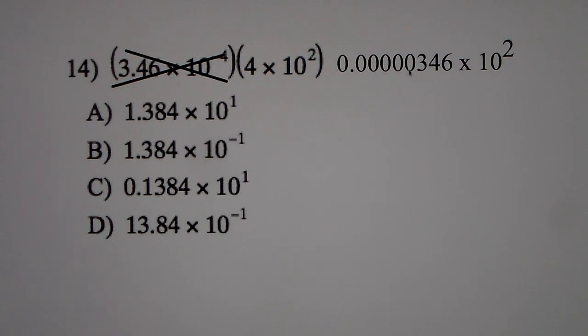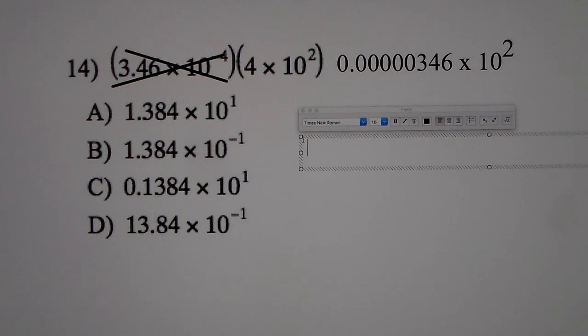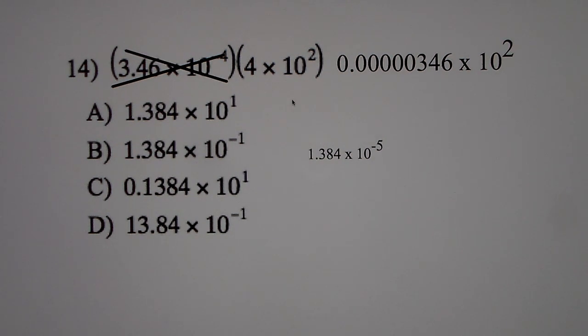Now we do 4 times that number. So 4 times 0.00000346. And we're going to get 1.384 times 10 to the negative 5. So that's the two numbers.